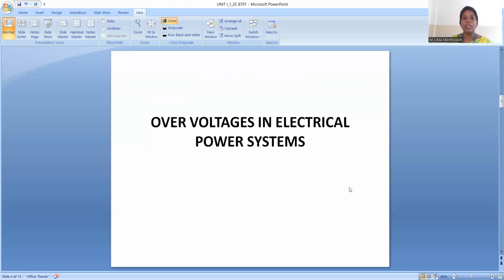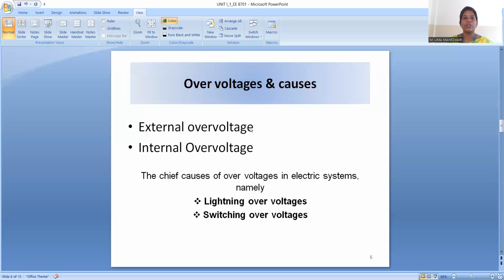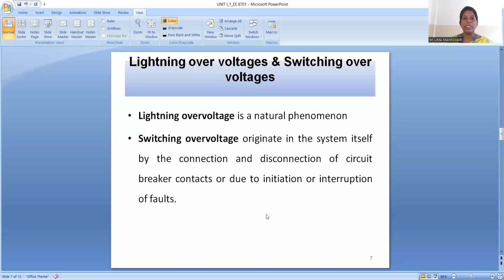And what are the causes of over voltage in an electrical power system? The main causes are external over voltage and internal over voltage, due to lightning surges and switching over voltages. Now we'll see what is lightning over voltage. It is due to the natural phenomenon of lightning. And what is switching over voltage? It is due to the disconnection or connection of circuit breakers during fault interruption or initiation. We come across a high voltage across the circuit breakers.